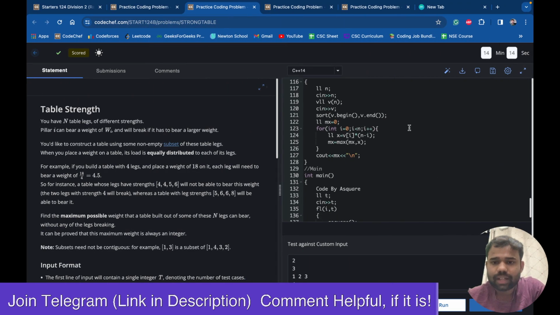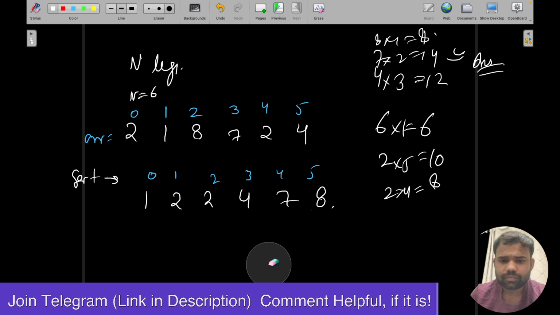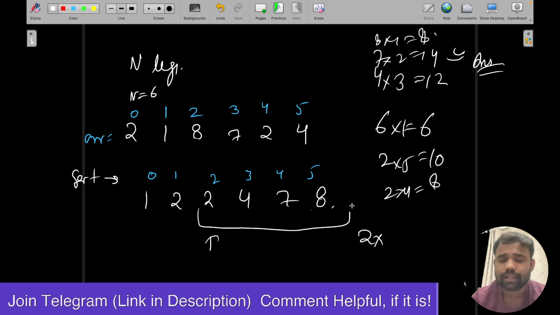So if you see what I've done here, I first sorted the vector. Now after sorting, I'm considering the current leg where we are, which is Vi. Because Vi is the minimum one, that weight will be distributed among all the greater legs also. And then we are multiplying it with how many legs there are. For example, when we were at 2, we are multiplying 2 with all the legs till the end, which are greater than it.